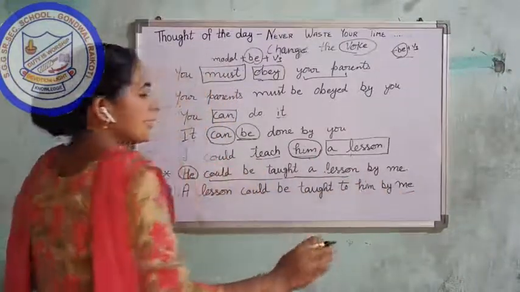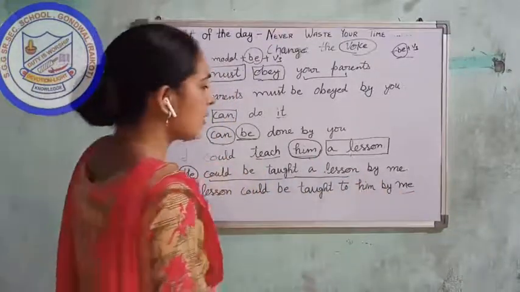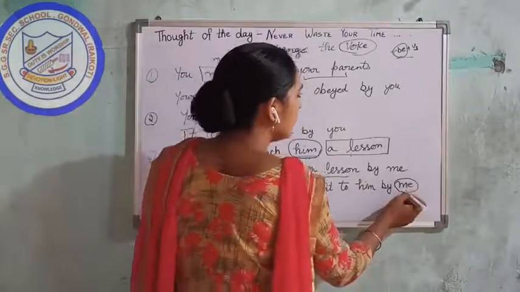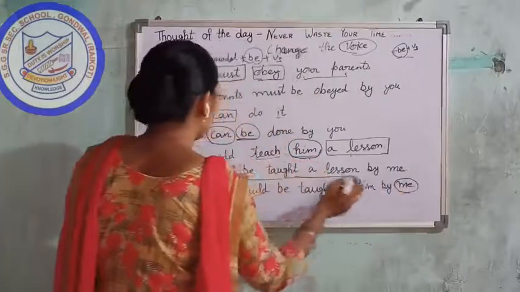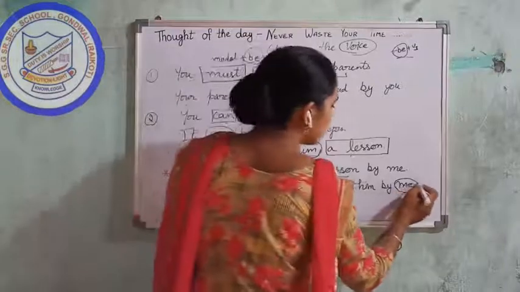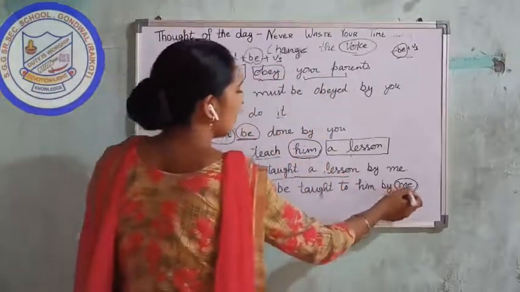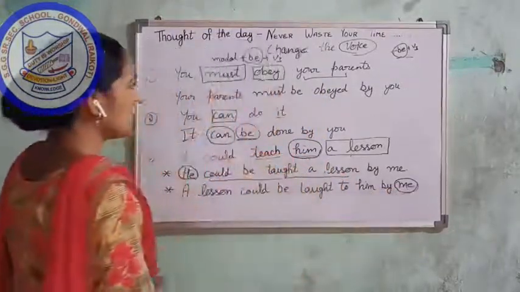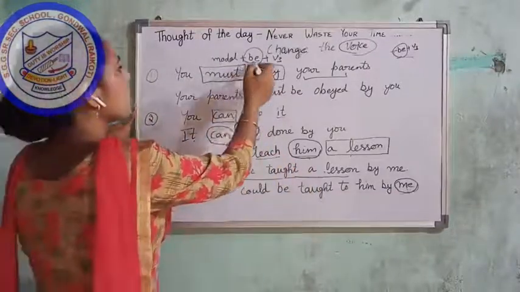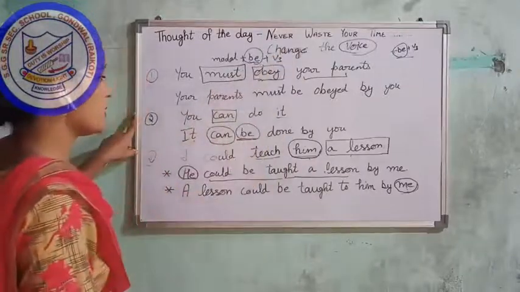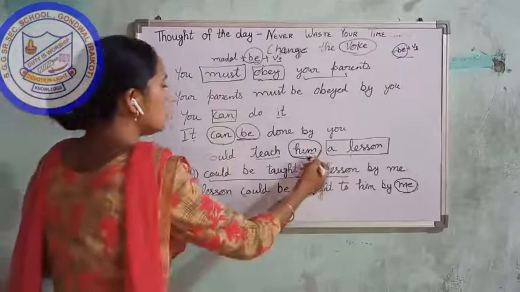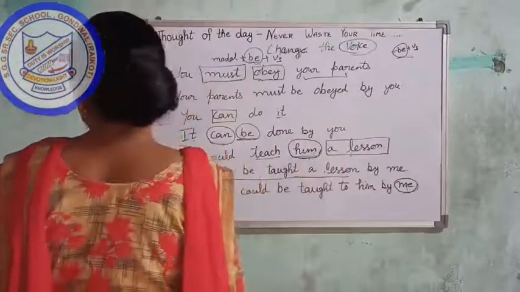Is it clear, students? By mistake, when I was solving this sentence, I wrote here him because I looked at he. So now I have corrected it to me. Is it clear, students? In modals, we will make use of be with the past participle, and in this way you can solve two object type sentences also.